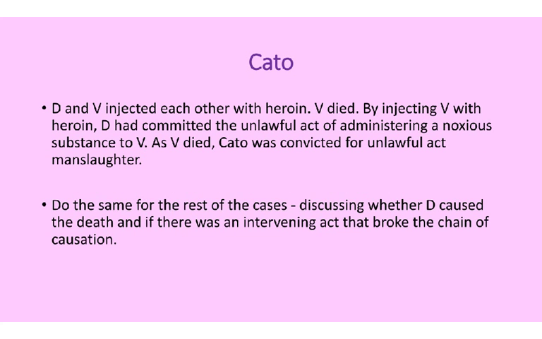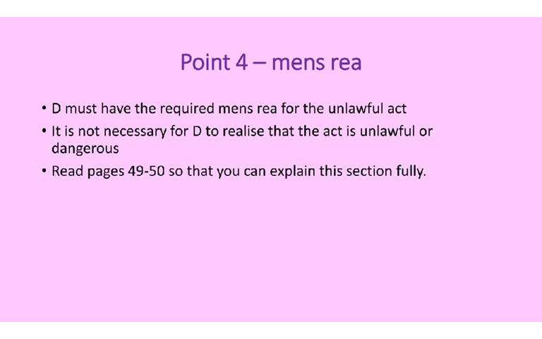D and V injected each other with heroin. V died. By injecting V with heroin, D had committed the unlawful act of administering a noxious substance to V. As V died, Cato was convicted for unlawful act manslaughter. Now do the same for the rest of the cases, discussing whether D caused the death and if there was an intervening act that broke the chain of causation.